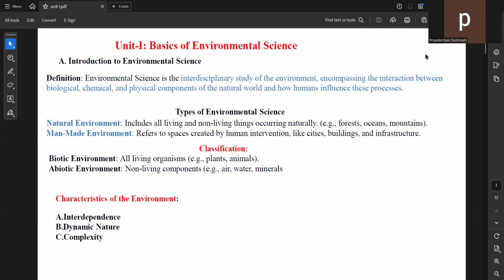Hello, dear friends. Today, in environmental science, we are going to study unit number 1, that is the basics of environmental science. Here, the first topic is the introduction to environmental science. First of all, let's see the definition of it.